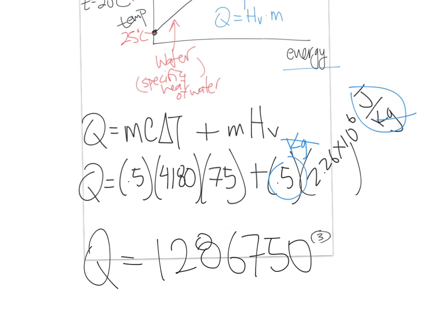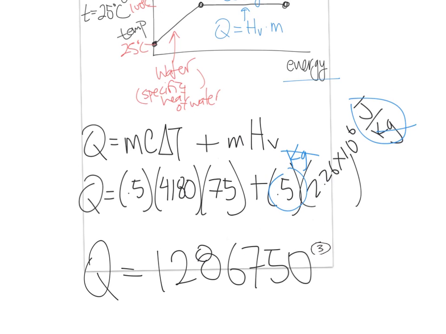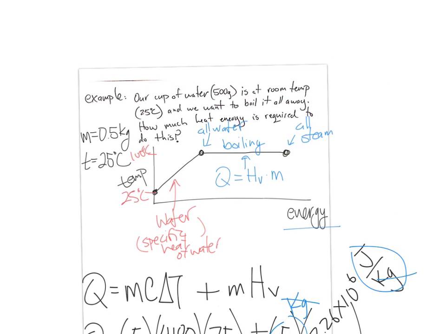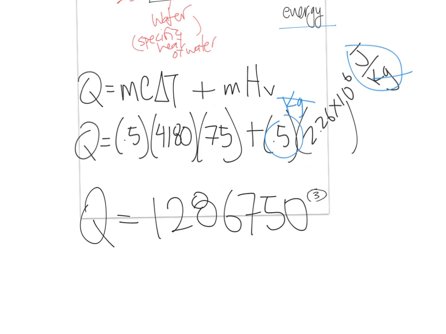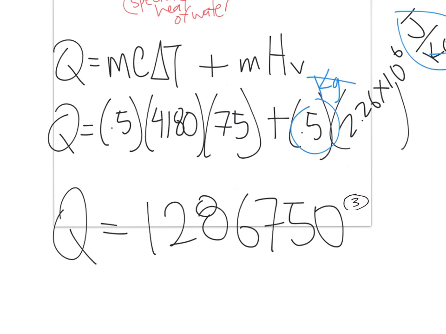In terms of joules, this is what the calculator says: 1286750. If we think about significant figures, we look at the original information, 500 grams, 25 Celsius. It's not a ton of significant figures, so to say this is our answer seems a little weird. When they're big numbers like this, a lot of the time we talk about kilojoules. But let's see, 1, 2, 3, 4, 5, 6. So what if I were to say 1.3 times 10 to the 6 joules? Sounds good to me.